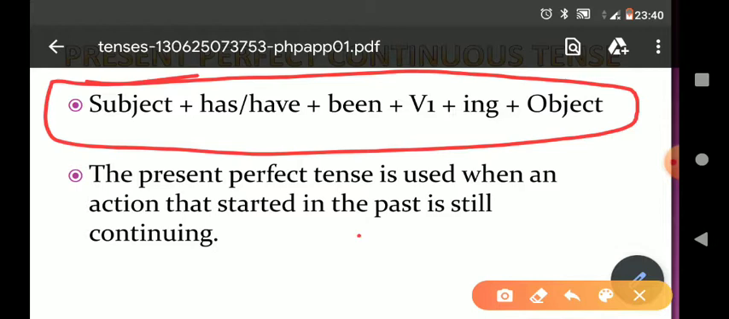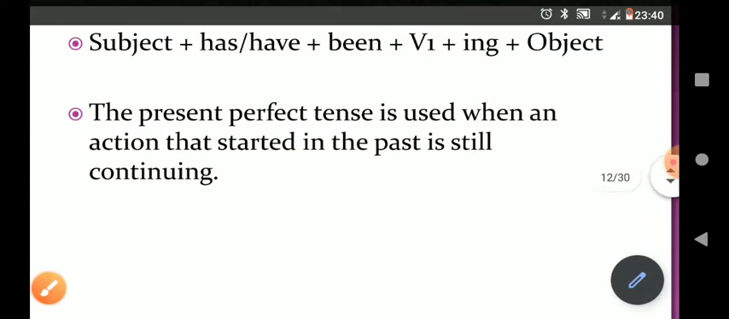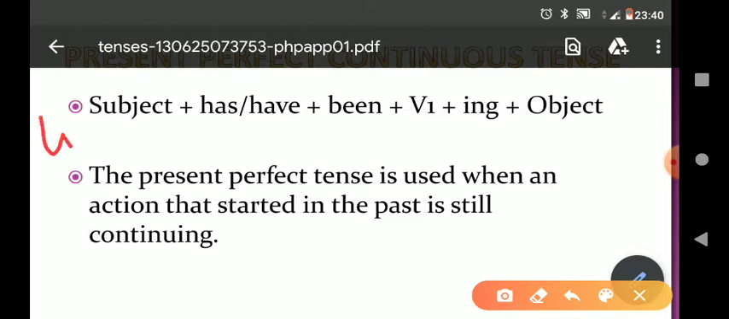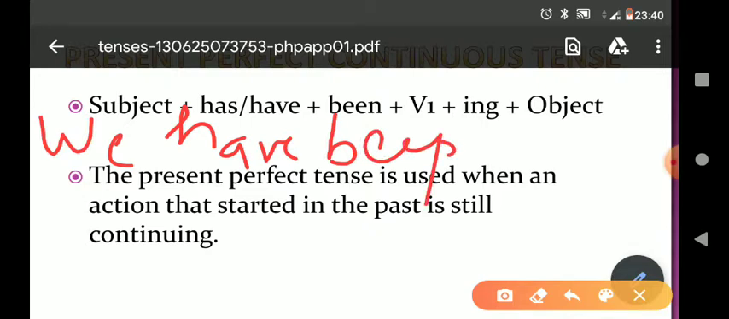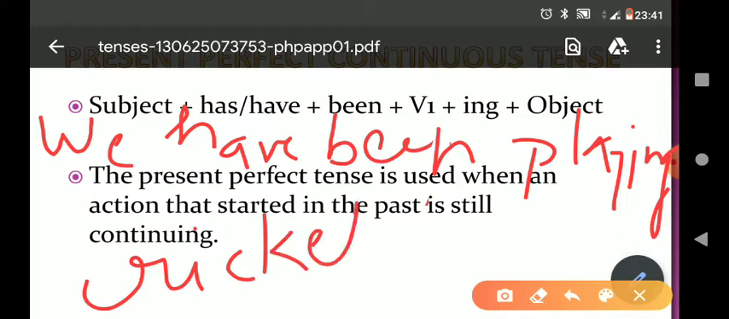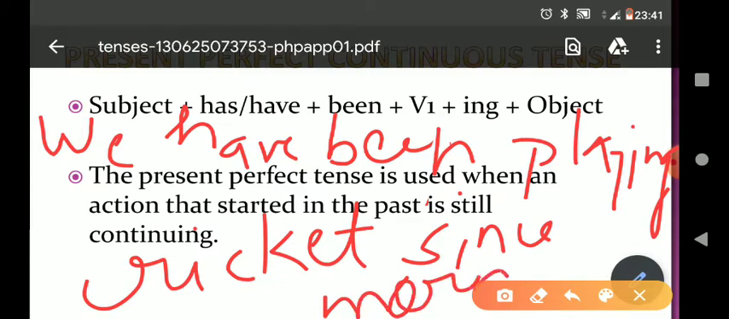And also in this sentence we use the word since or for. Let me give you an example: we have been playing cricket since morning.